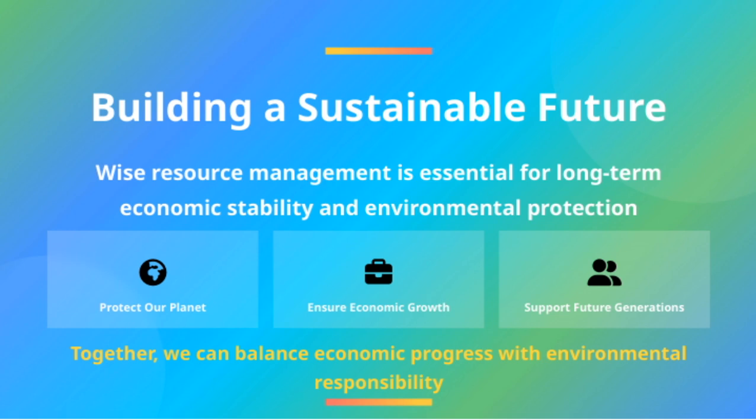This is essential for creating jobs, improving living standards, and driving innovation. But growth shouldn't come at the expense of our planet. Protect our planet. This is about safeguarding the environment so it can continue to sustain us. Wise resource management is key. It's about using our natural resources thoughtfully and efficiently, which is crucial for long-term economic stability and environmental health. Building a sustainable future requires this balance. It's a shared responsibility, and by working together, we can achieve a future where economic progress and environmental protection go hand in hand.